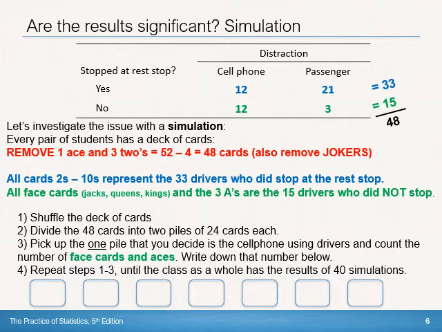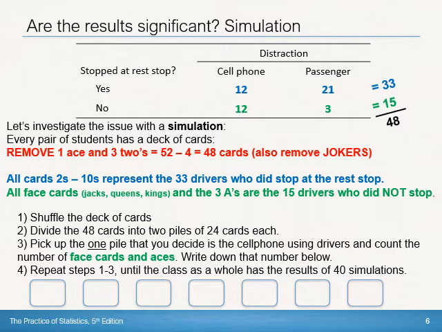Okay, so all of the 2s through 10s, that's 33 cards, represent the people who did stop at a rest stop. And then the face cards, which are Jacks, Queens, and Kings, the cards that have faces, and also the 3 leftover aces, those are 15 cards. And those will represent the people who did not stop. So you're going to take your deck of cards and shuffle them, maybe a couple of times, and you have 48 cards now, you're going to divide those into 2 piles of 24, randomly assigned.